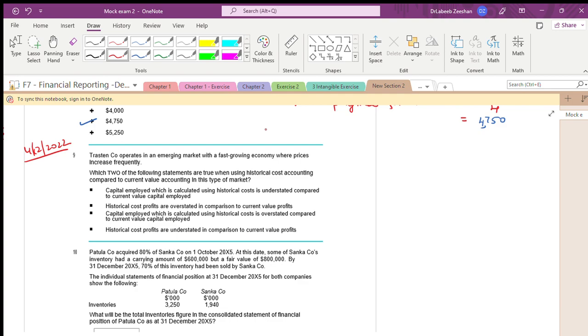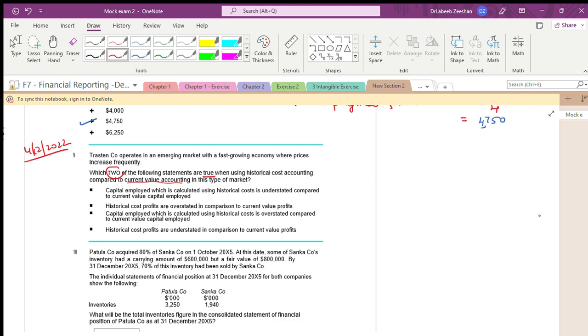Yes. What it says in question number 9. Our company operates in an emerging market with a fast growing economy where prices are increasing frequently. Which two of the following statements are true when the historical cost accounting concept is compared to current value accounting in this type of market?